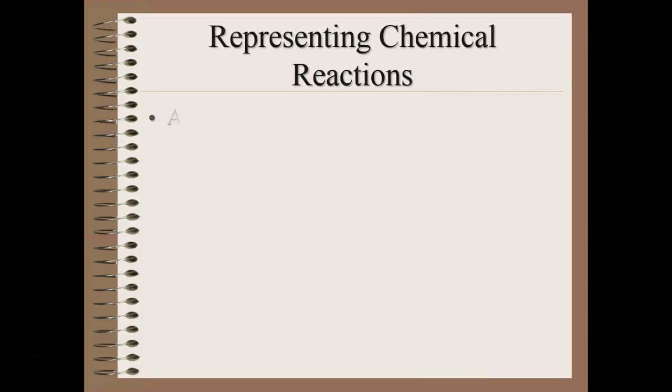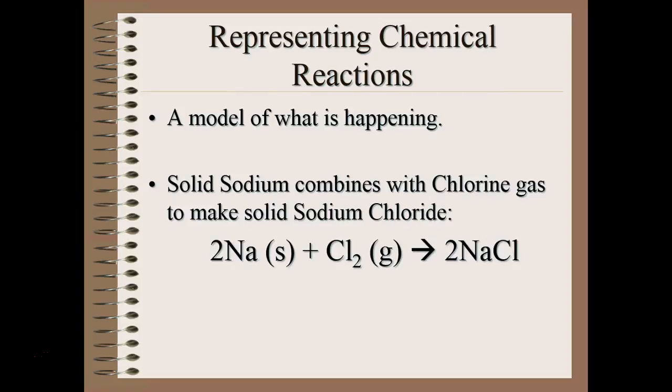So how do you represent a chemical reaction? Representation is a model that shows what's happening in the chemical reaction. So we use chemical equations to represent these. For example, solid sodium combines with chlorine gas to make sodium chloride. And here we see a chemical equation to represent this reaction.